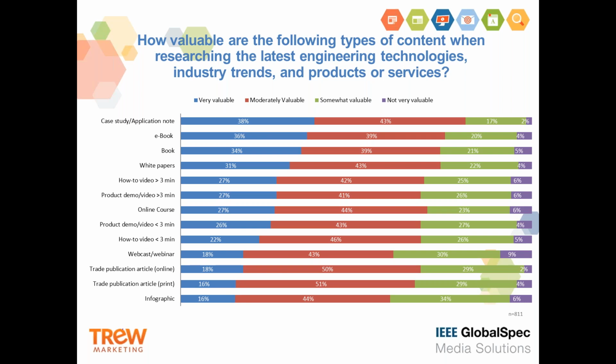So overall, of the 811 respondents across the world and across all age groups who answered this particular question, the content type that they value most is, and Amber, if you can go back just a little bit, case studies and application notes. That's a 38% rating in that blue bar, rating them very valuable. And if you add the blue and the red, it's 75% that rated it very or moderately valuable.